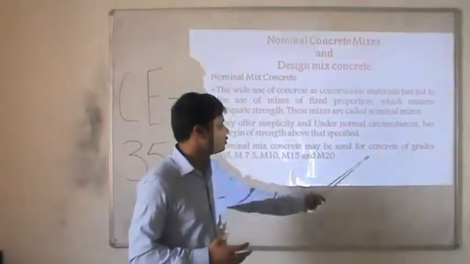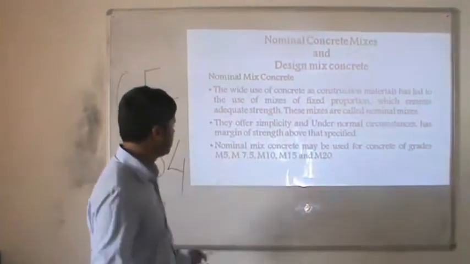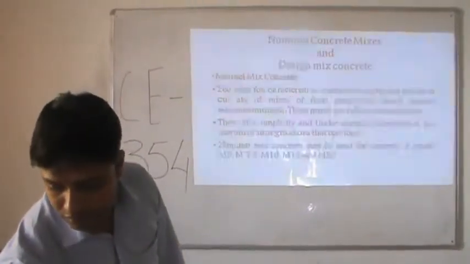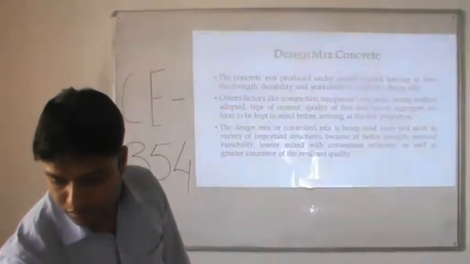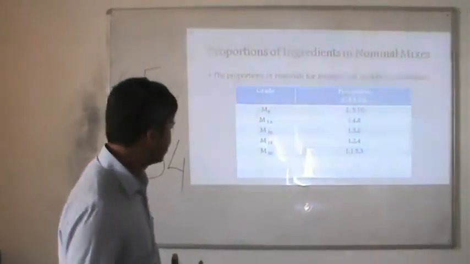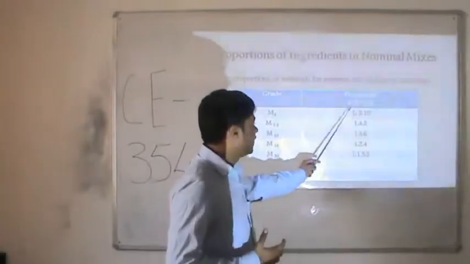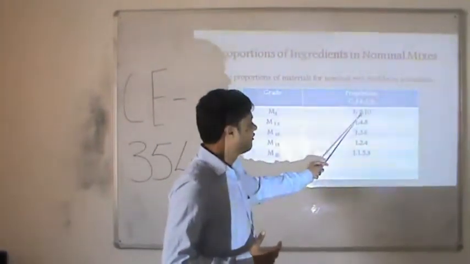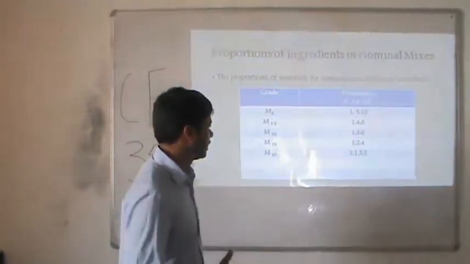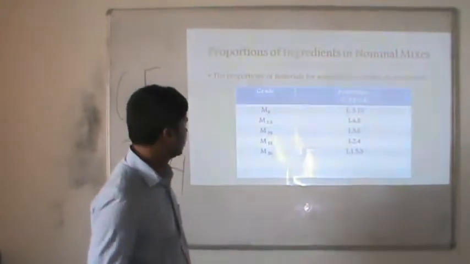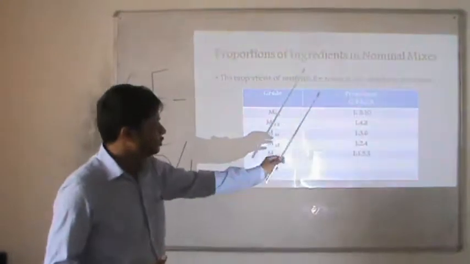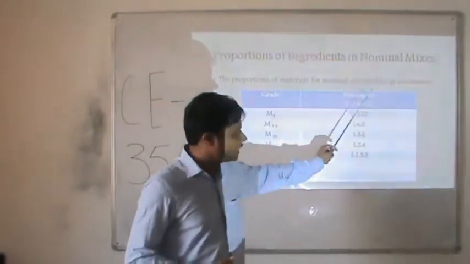Nominal mix concrete will be used for concrete of grades M5, M7.5, M10, M15, M20. Now, the proportions of the ingredients in nominal mixes. For M5, it is 1:5:10. 1 is cement, 5 is sand or fine aggregate, and 10 is coarse aggregate. Likewise for M7.5, M10, M15, M20. These are the proportions of cement, fine aggregate and coarse aggregate.